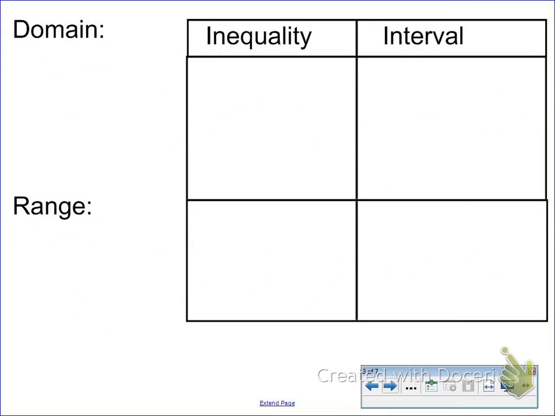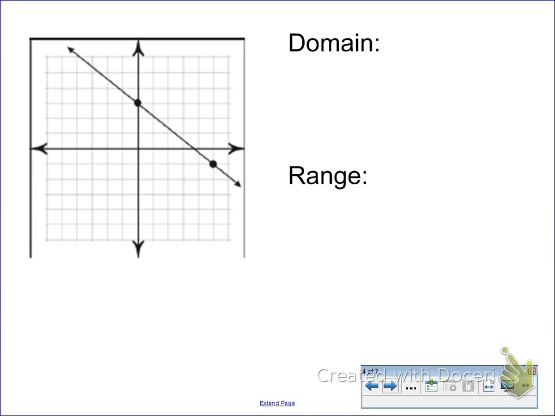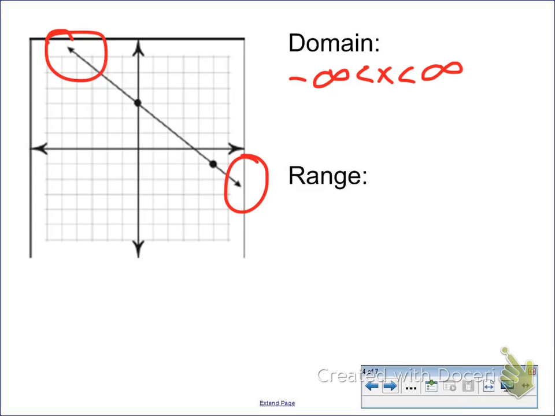Alright, so let's actually jump into some examples. So, domain for this one. Since there are arrows on the end, this graph will extend really far to the left. Since there are arrows on this end, the graph will extend very far to the right. So my domain is going to be negative infinity to positive infinity. How I write that in interval notation is negative infinity, comma, positive infinity, with open brackets on both ends. The reason I use open brackets is I can't equal negative infinity.